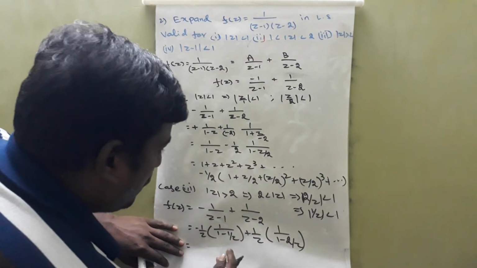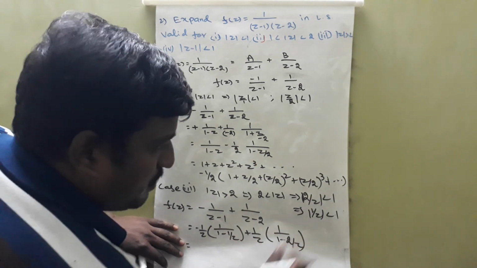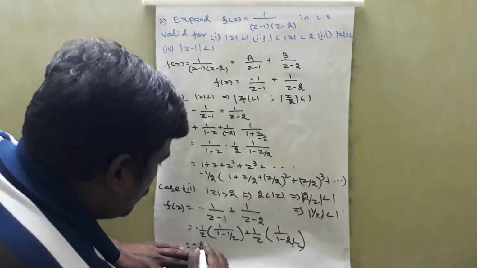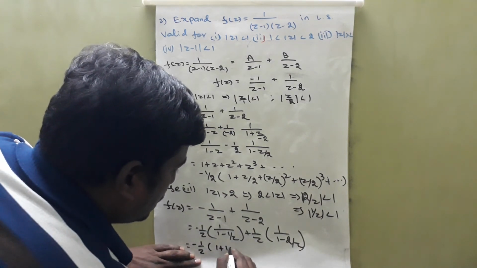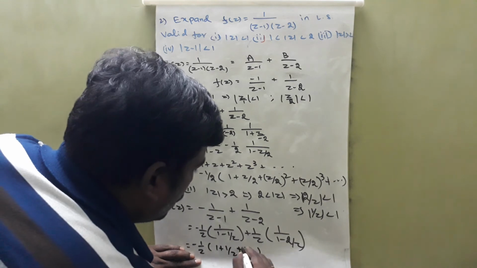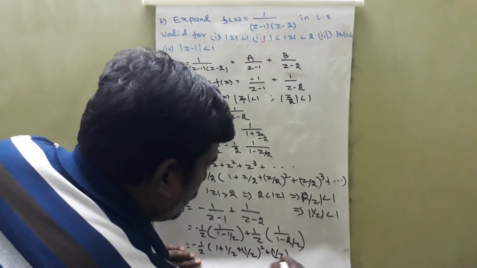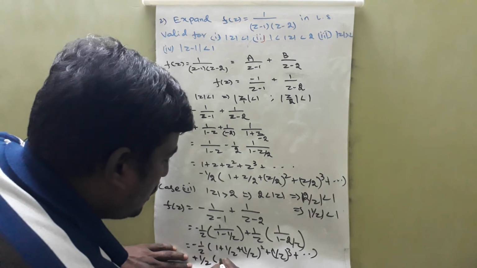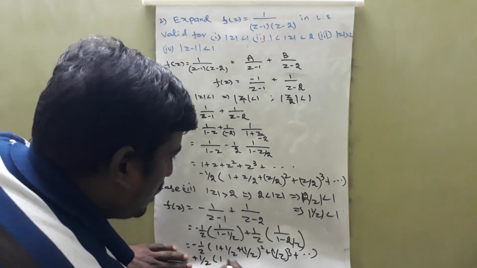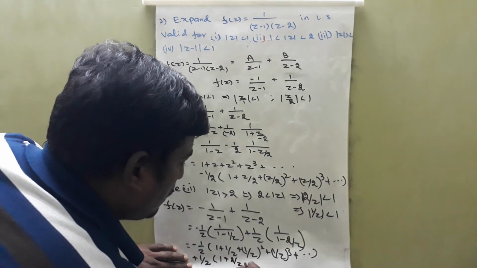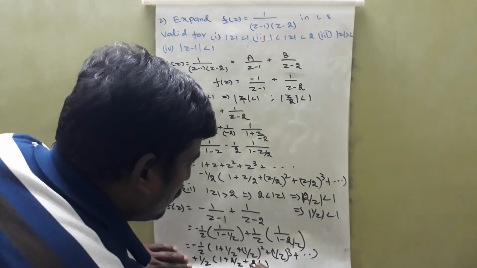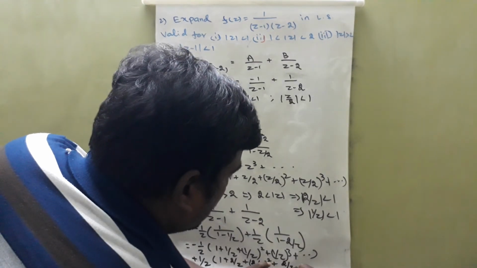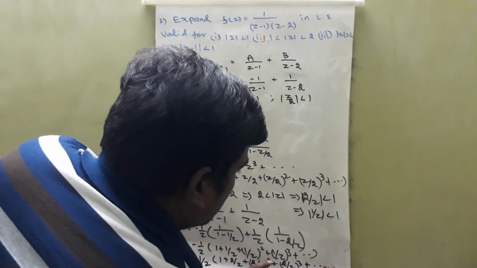Now directly I can apply the formula, because I have the condition modulus of 1 by z less than 1. I have the condition modulus of z by 2 less than 1. So minus 1 by z into 1 plus 1 by z plus 1 by z whole square plus 1 by z whole cube plus etc. Similarly, 1 plus 2 by z plus 2 by z whole square plus 2 by z whole cube plus etc.